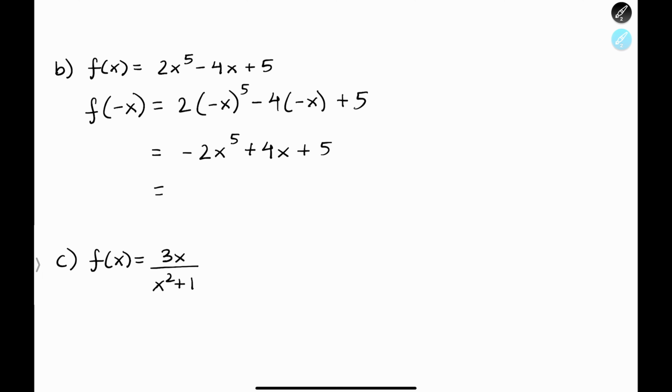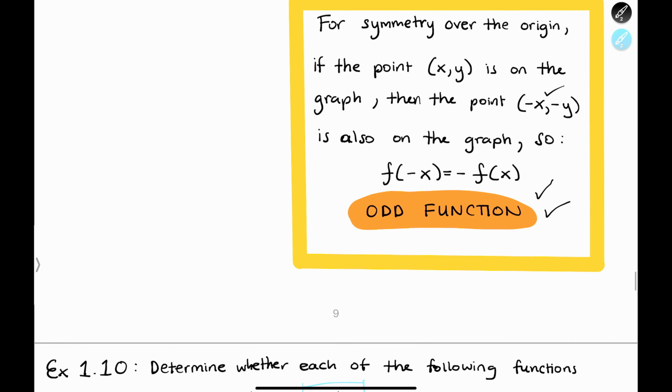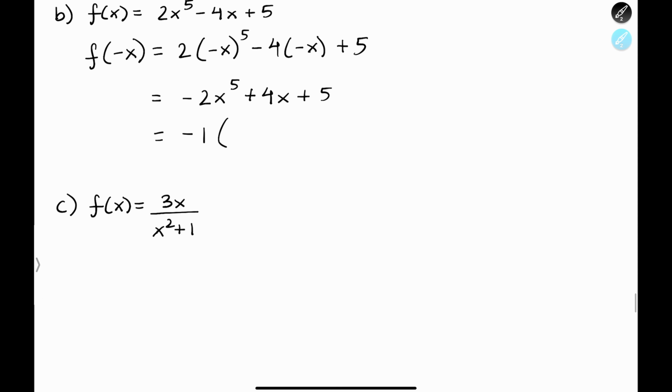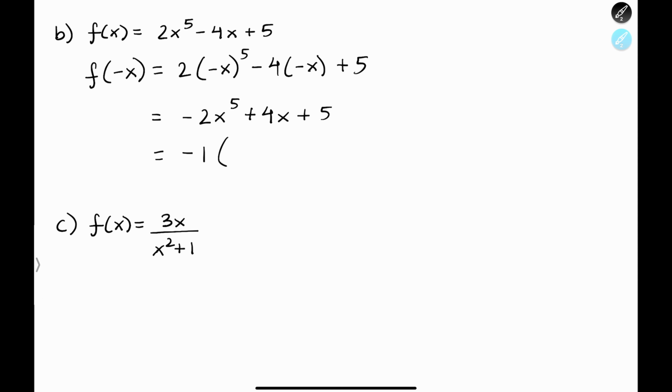a good thing to do is to factor out a negative 1 just to make sure that this is not an odd function, because an odd function is the negative of the original function. So doing that, we would get 2x to the power of 5 minus 4x minus 5. And this again is not the same thing as our original function. So this does not work, so this is neither. And let's move on to the last problem.